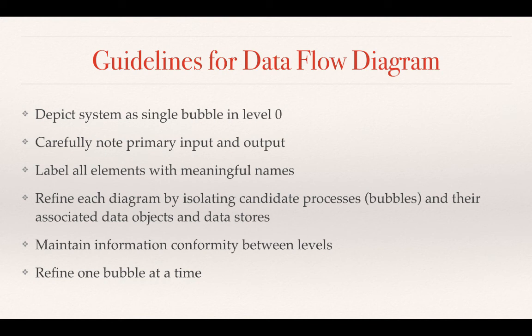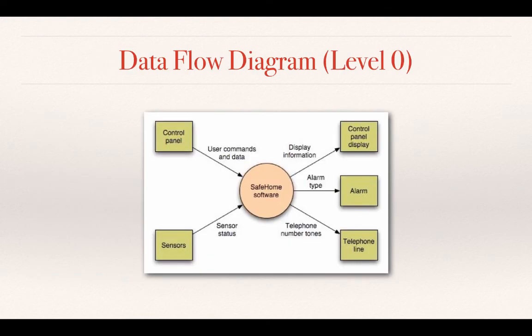So let's go back to our level 0 data flow diagram. As we can see here, the primary inputs and outputs are given and everything is labeled. Our task now is to refine that main bubble. And the way we do this is by using the text-based description of what the security function should do. We obtain this text-based description during requirements gathering. Okay, so let's look at this description.